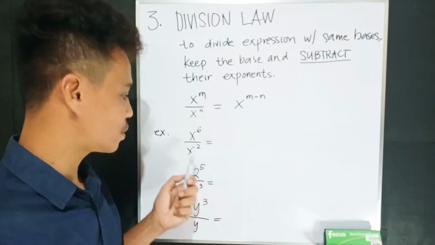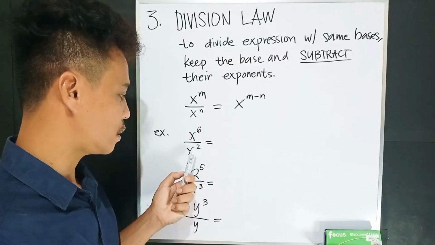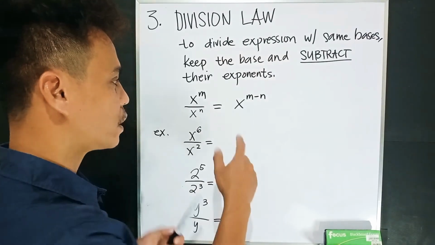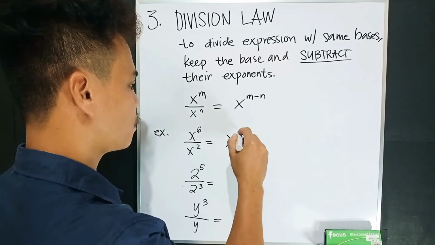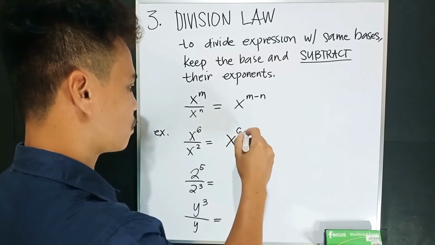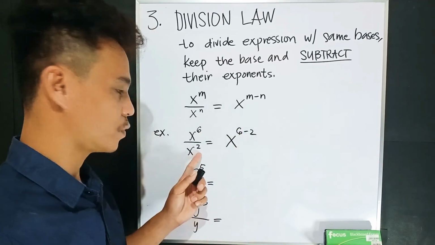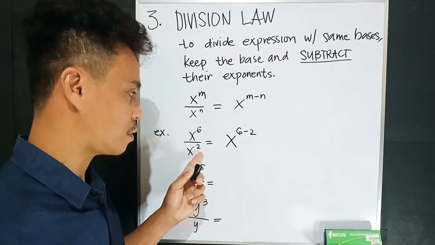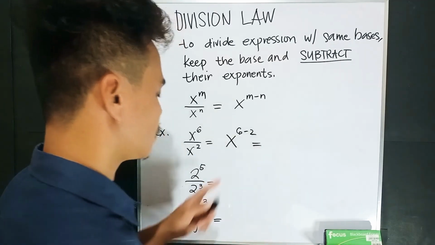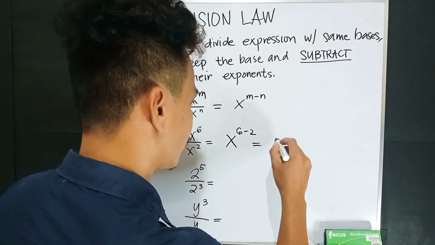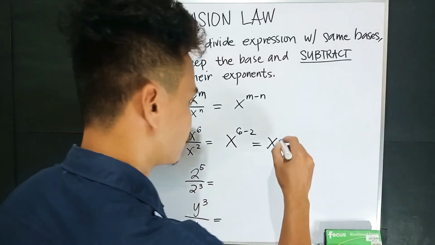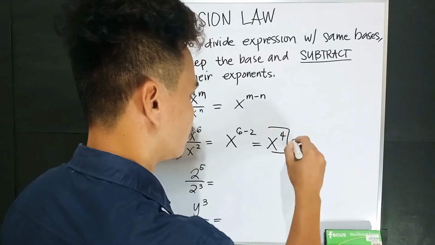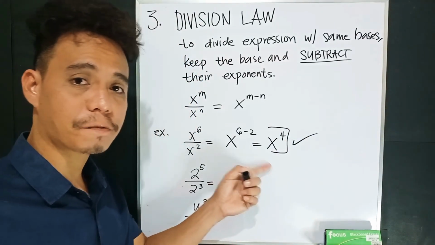x raised to 6 divided by x raised to 2. So mangyayari dyan guys is, keep the base and subtract their exponent. Yung 6 minus 2. Subtract lang natin yung exponent nung nasa baba. To simplify, our answer is x raised to 6 minus 2 is 4. So there you have it guys, our answer for the first example.